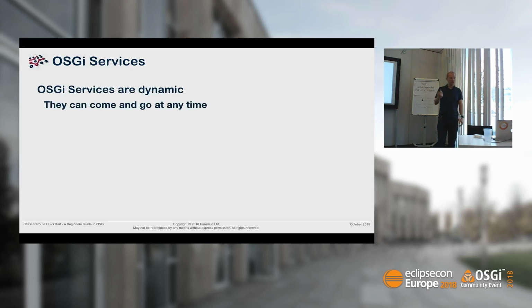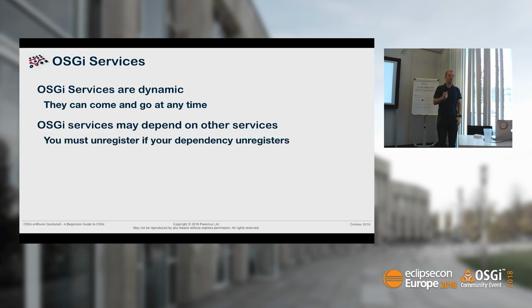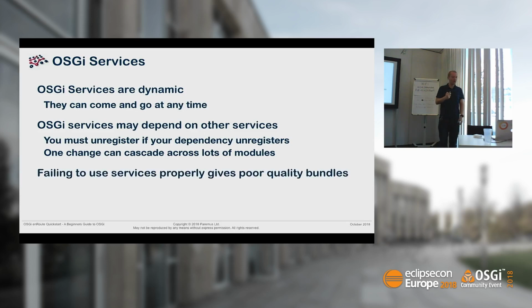So I'm saying they're dynamic. That does mean they can come and go at any time. And your service probably depends on a whole chain of other services. If your dependencies go away, you must unregister your service because your service is no longer able to do what it says it can do. So if you've got a change somewhere, it will cascade across and you'll get a significant ripple through all of your modules. Again, failing to do this properly means that your bundles will be bad and your applications will not work well.